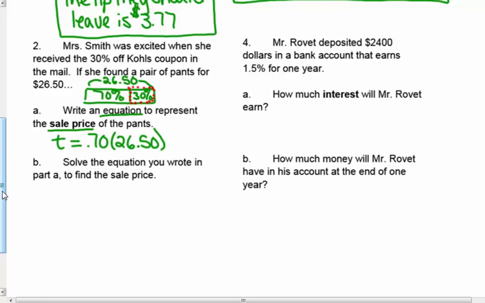So solve the equation that you wrote in Part A to find the sale price. I'm going to leave this Part B for you to do now. So find 70% of $26.50 and then solve this question.